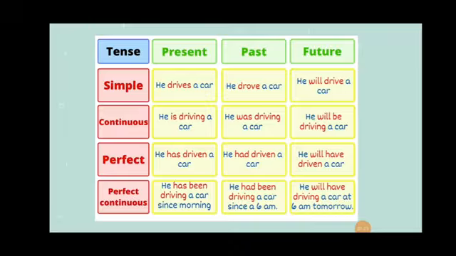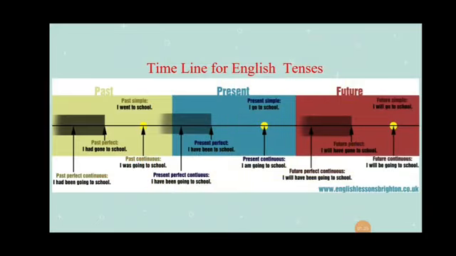Undergraduates need to practice with timeline. As you can see here, timeline is important. So try to draw timelines to visualize when actions occur and place events on the timeline according to their different tenses.